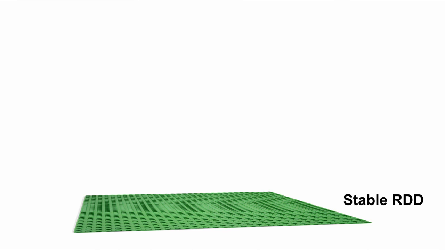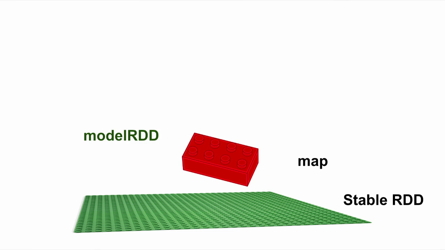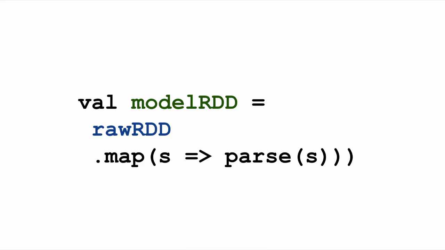So let's work through the Lego example. We start with a stable RDD, that raw RDD we read out of text files, and we want to apply a map function to it. So we take that raw RDD and map it. It's all string values, so we send it through a parse method, and we get back out of it a model RDD.